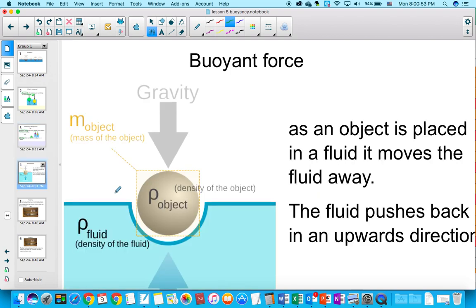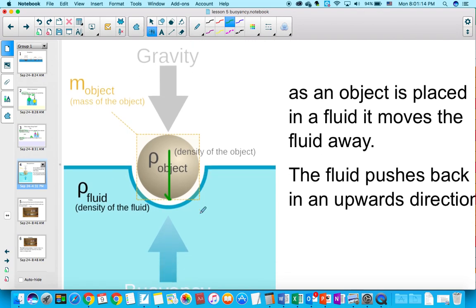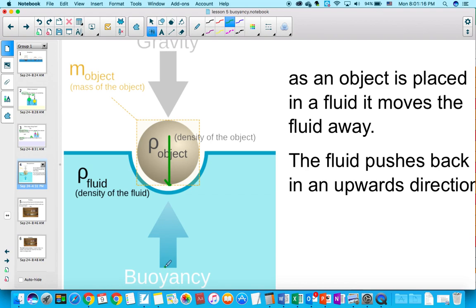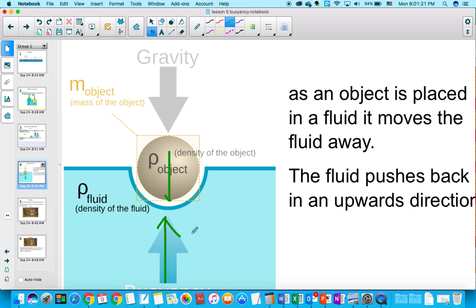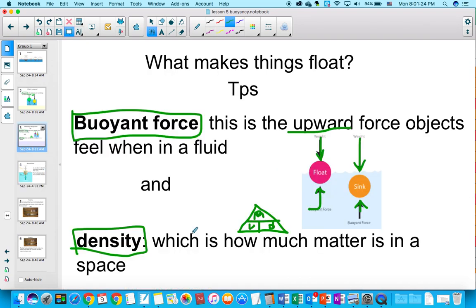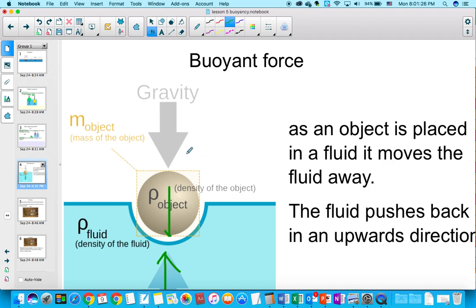As an object is put in a fluid, it moves the fluid away. As you put an object in a fluid, the object will push the fluid away from it. And so the fluid here, as we put this object in the liquid, or as it falls due to gravity, will be pushed away. However, the fluid pushes back, and that creates the buoyant force. So the buoyant force is the upward force, and that's created by the fluid being pushed away.